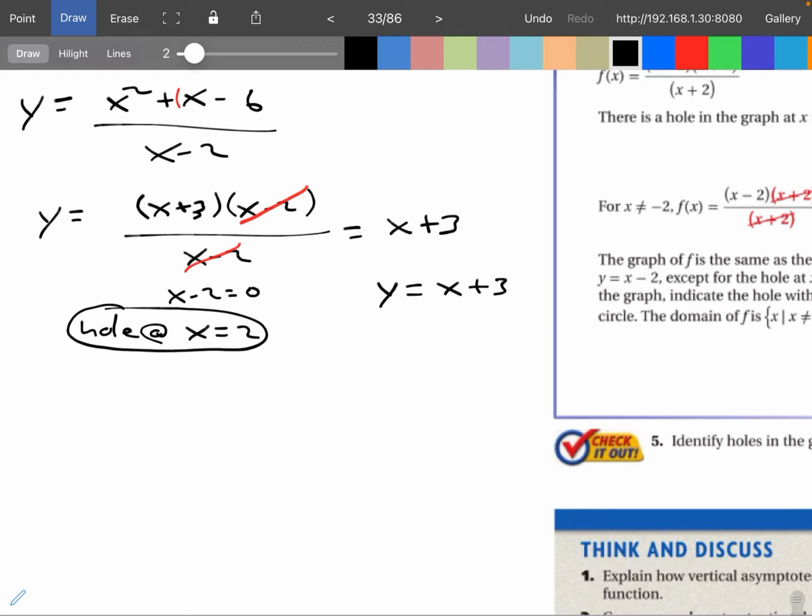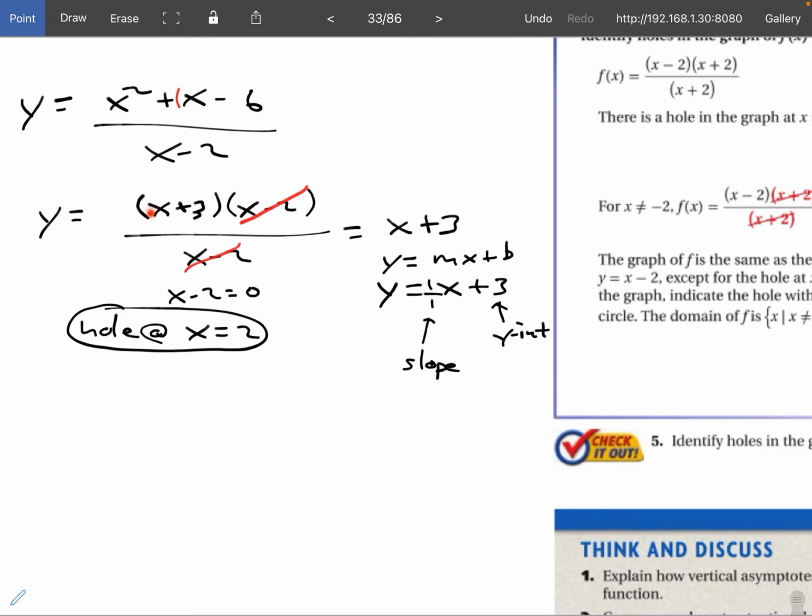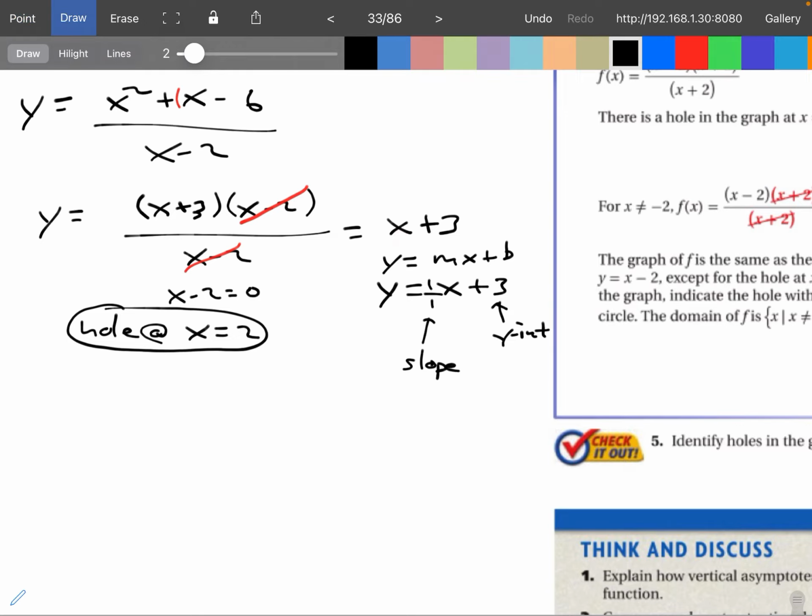What kind of graph is that? That should look familiar to you guys, right? That's like y equals mx plus b, right? So that means my y-intercept here is 3, and my slope is 1 over 1. So I should be able to sketch this thing right away. When this stuff canceled out, it left me with a much simpler function, just x plus 3.